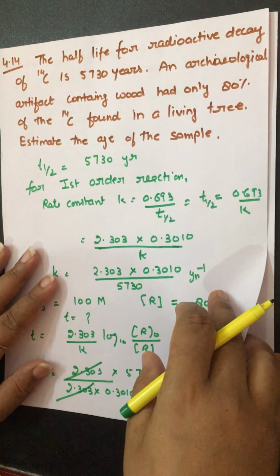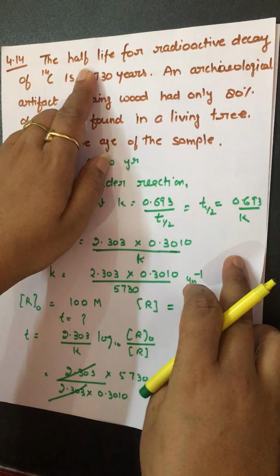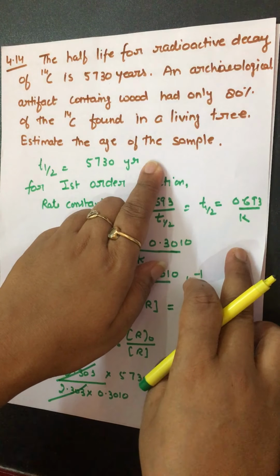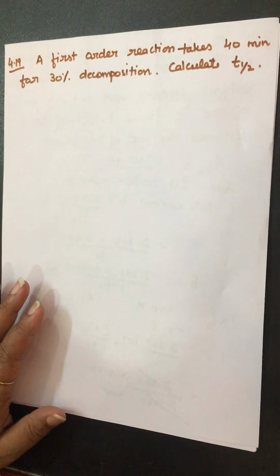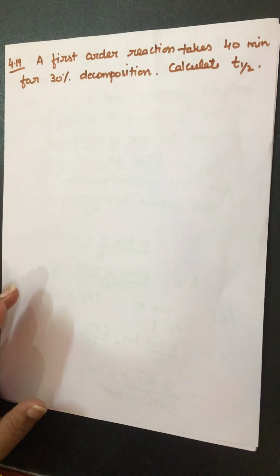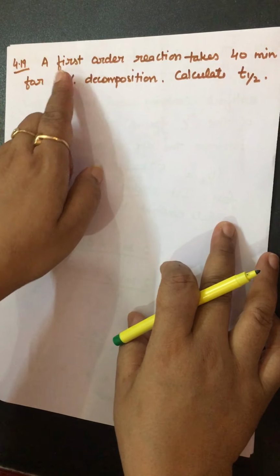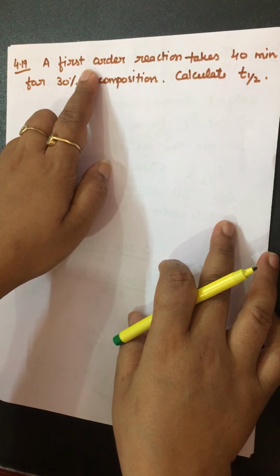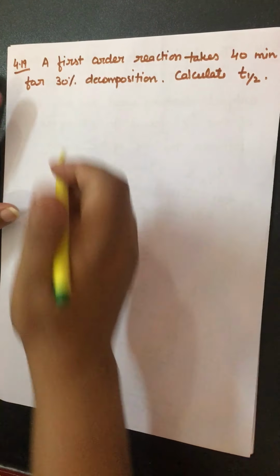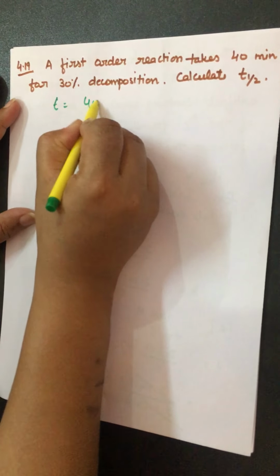Now we calculate in reverse manner. Firstly we have to give in t half and we find out time. Now we will follow some other kind of problem. A first order reaction takes 40 minutes for 30% decomposition. Calculate t half. We have to calculate now t half. Okay, again first order reaction. It is again first order reaction. 40 minutes. It means t is given 40 minutes.